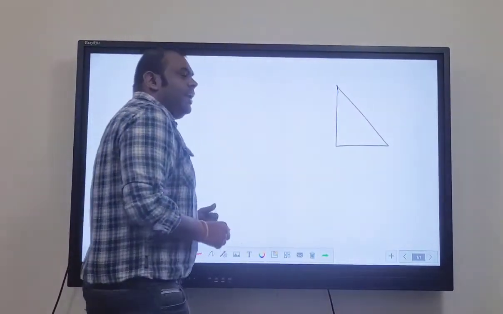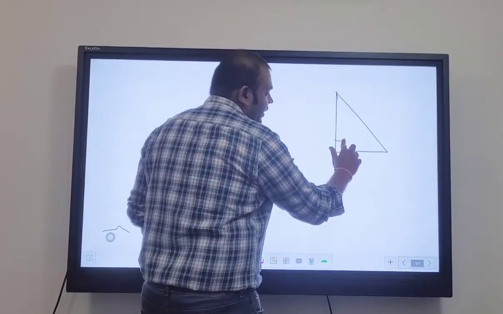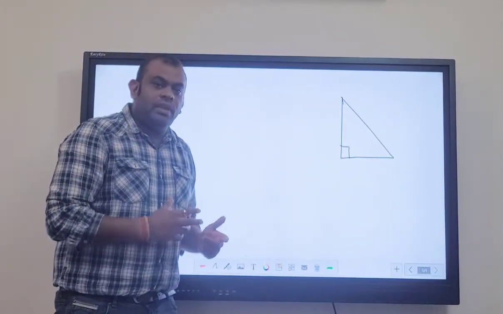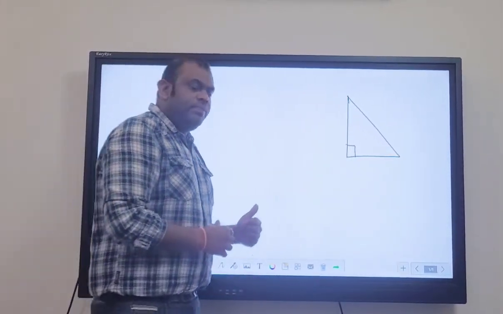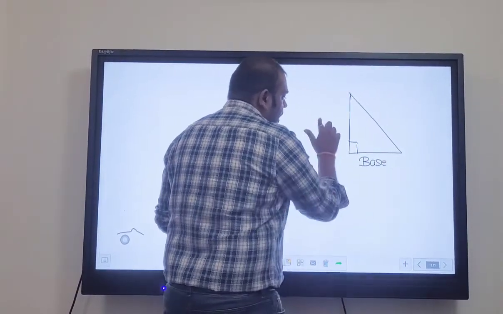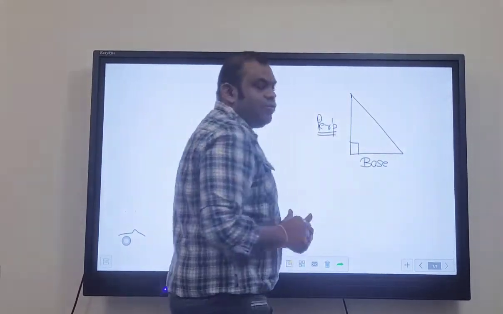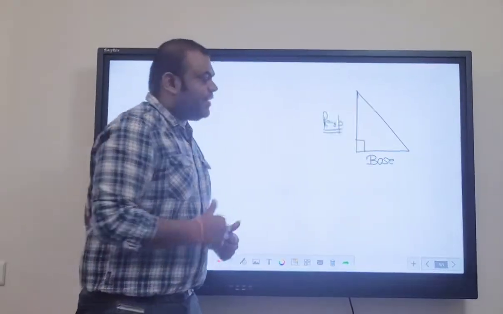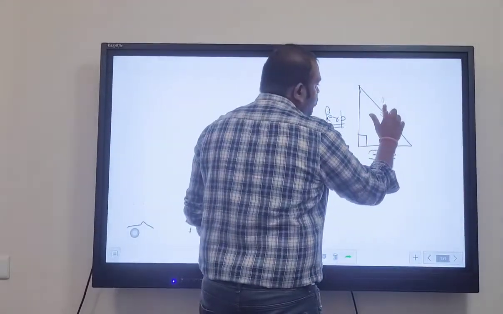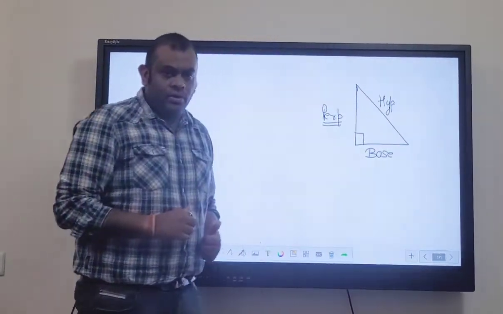So a right angle triangle is a triangle which has one angle as 90 degree with it, and the sides in between which the angle of 90 degree is being made are called base and the perpendicular. You also name this perpendicular as altitude, and the side which is just opposite to the 90 degree angle is called hypotenuse.